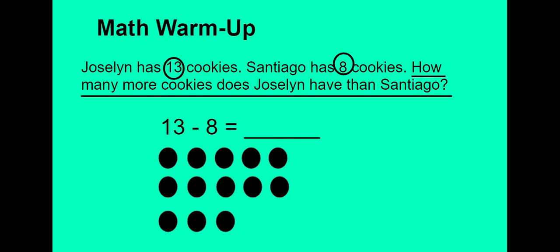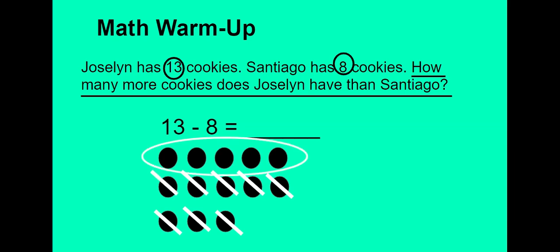Next, I'm going to cross out 8 of them. 1, 2, 3, 4, 5, 6, 7, 8. These are the dots that I have left. Because I drew them in groups of 5 to make a tens frame, I know that there's 5 there, but I can go back and count them to double check. My answer is 5.